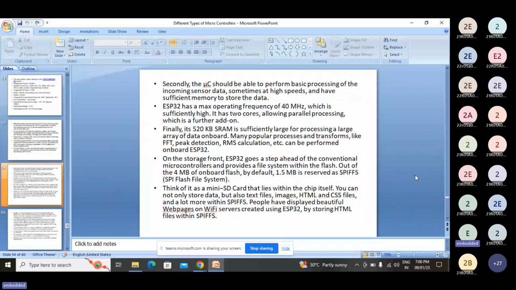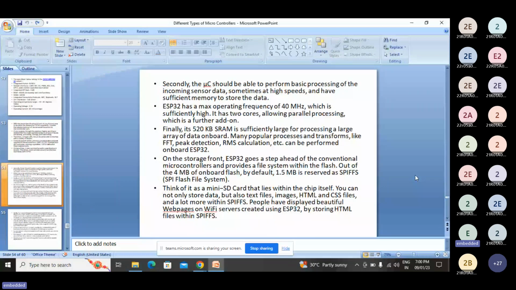On the storage too, ESP32 goes a step ahead of conventional microcontrollers and provides a file system within the flash. Out of the 4 MB of onboard flash, by default 1.5 MB resides as SPIFFS, which stands for SPI Flash File System. Think of it as a mini SD card that lies within the chip itself.